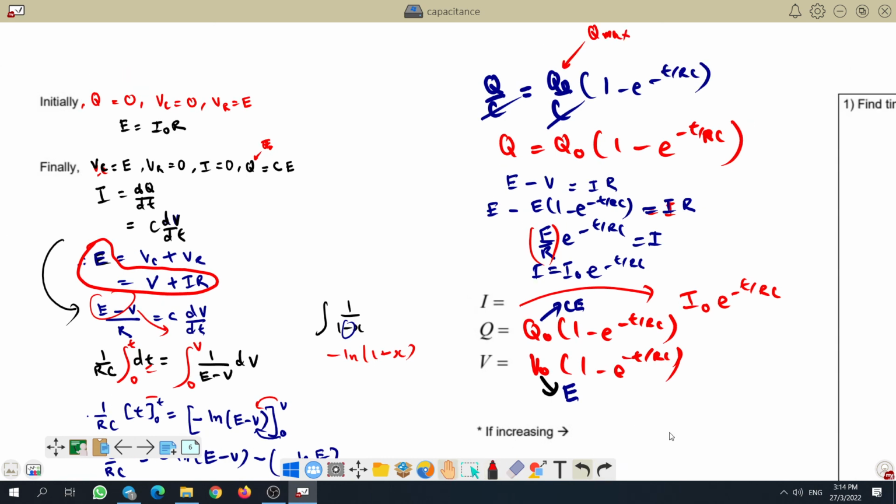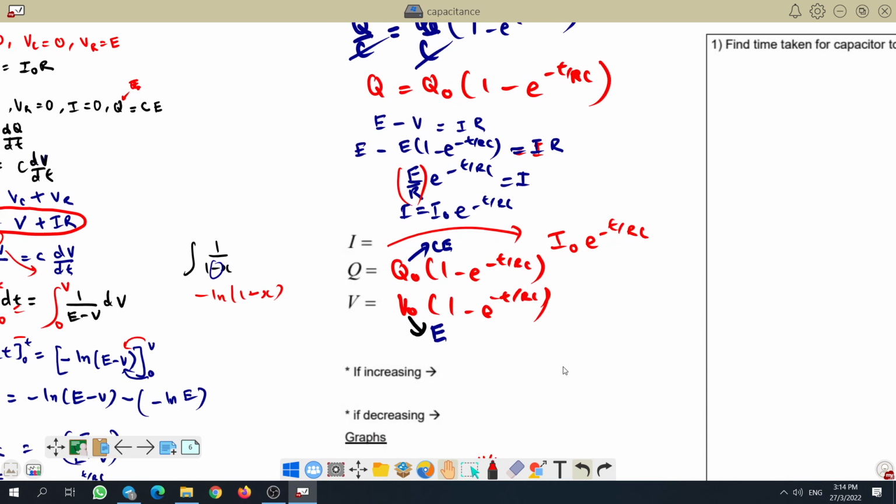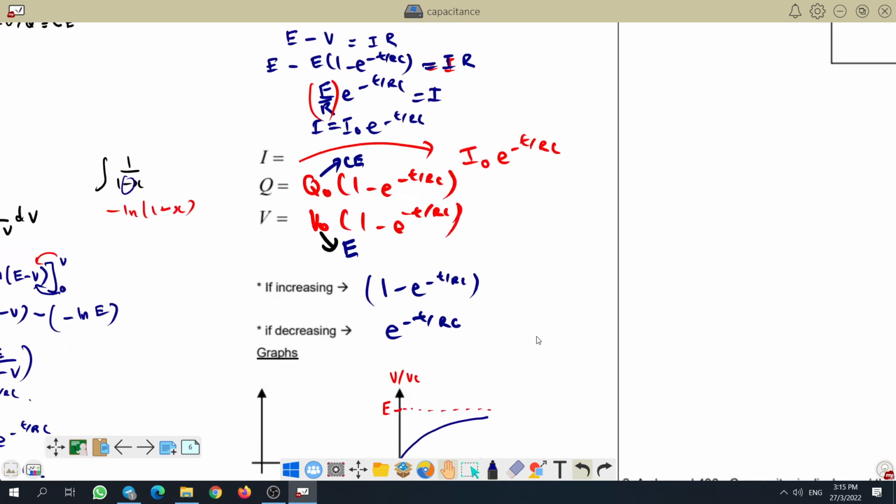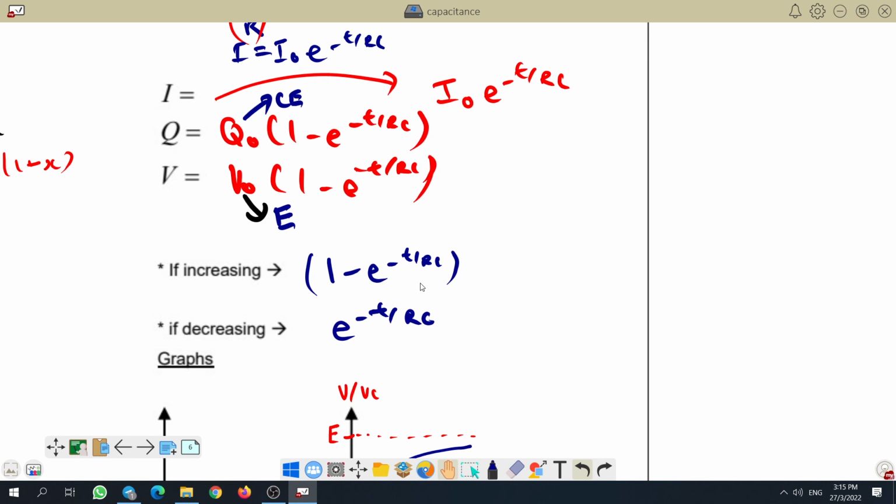Okay, so bermaksudnya if you don't need to prove, you just need to remember this. If increasing, 1 minus e^(-t/RC). If decreasing, e^(-t/RC). Right? Untuk kesemuanya kan? And you can know it's increasing or decreasing without you needing to do all the formula kan? Mana increasing tu? Increasing 1 minus e^(-t/RC).